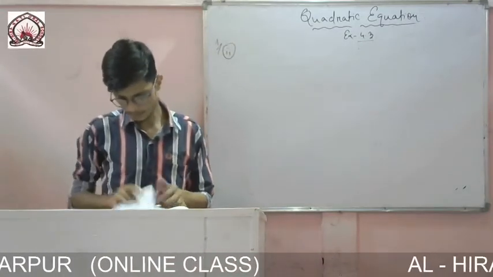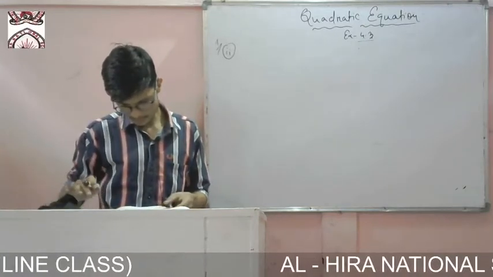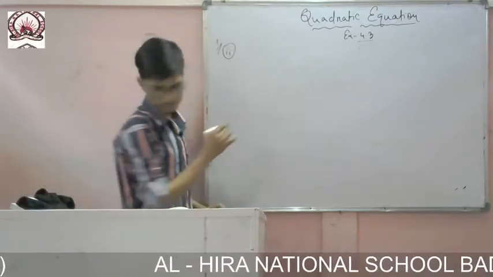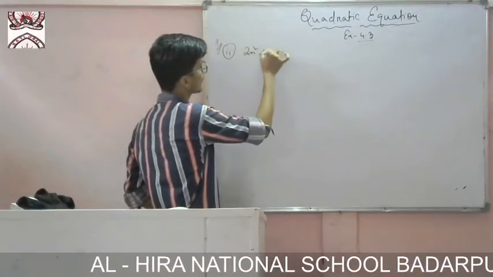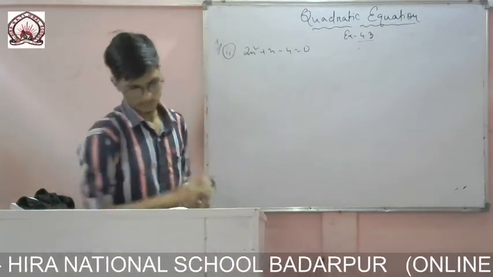So next one, what is the question? It is twice x square plus x minus 4 equals to 0. So this is the question.